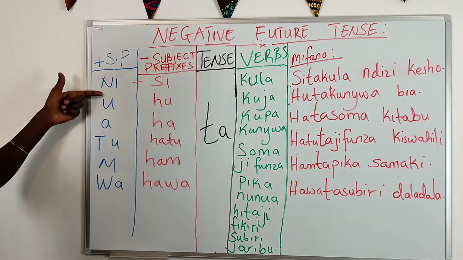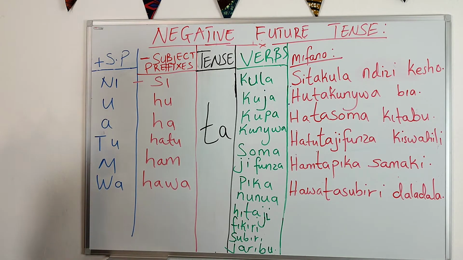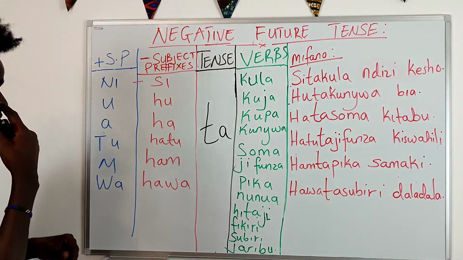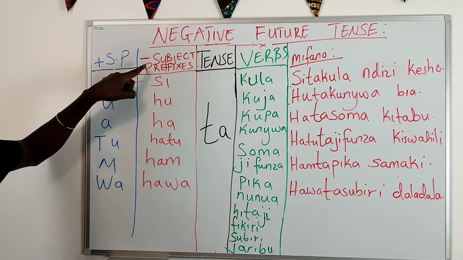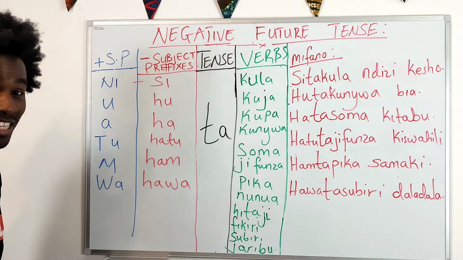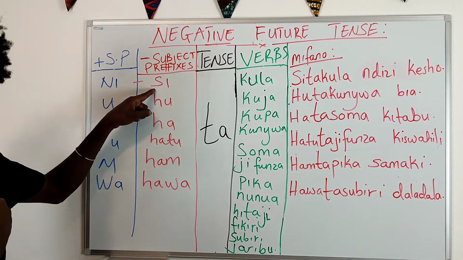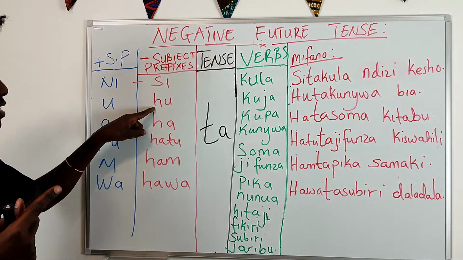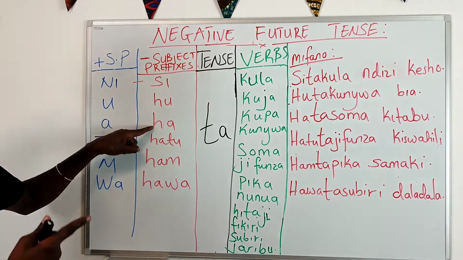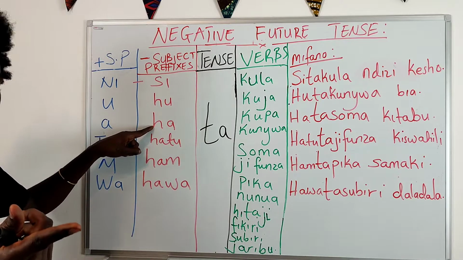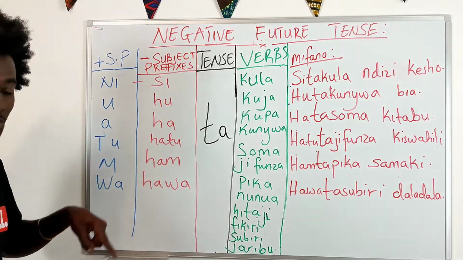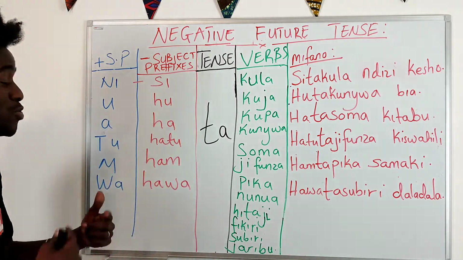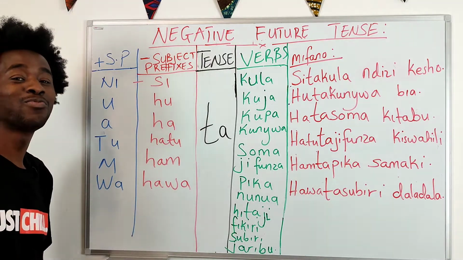So these are the positive subject prefixes, and here the ones in red color, these are the negative subject prefixes. Si stands for I, Hu stands for you but in a negative way, Ha stands for he or she, Hatu stands for we, and Ham stands for you all or you plural, and Hawa stands for they.